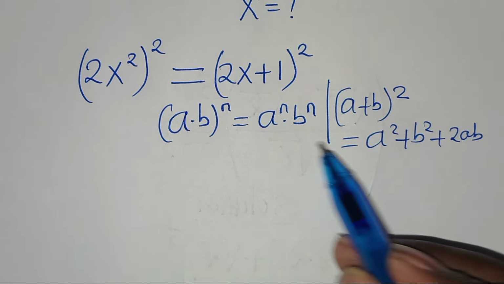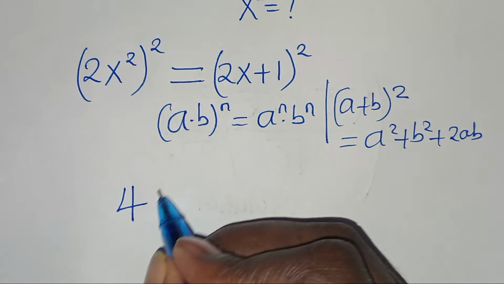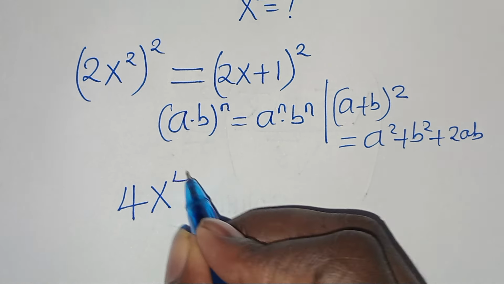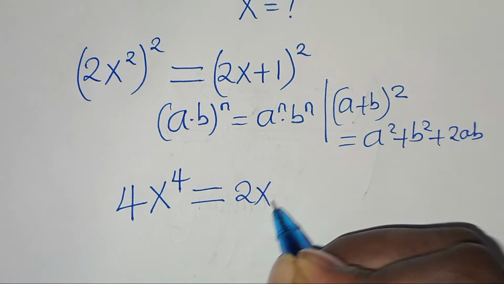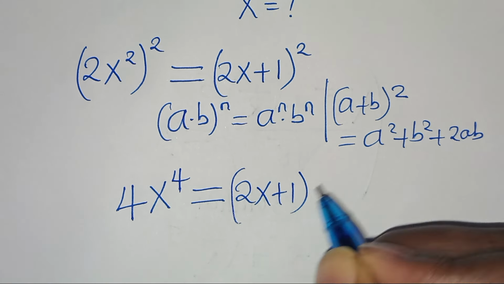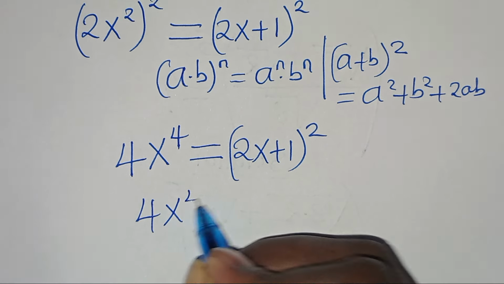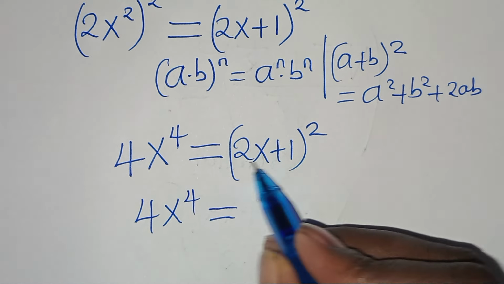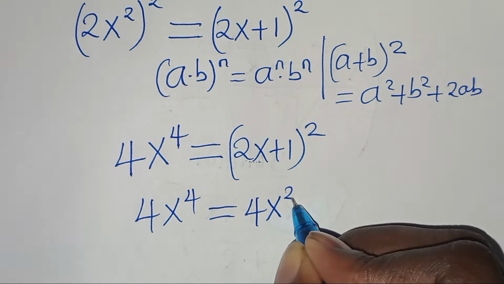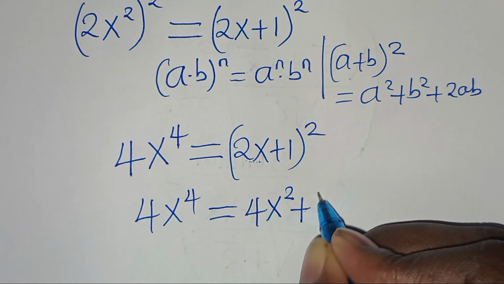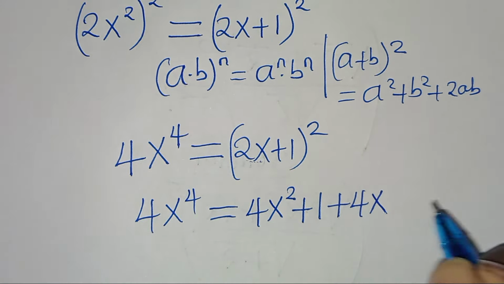So applying these properties, then we have here 4x to the power of 4. This is equal to 2x plus 1 raised to the power of 2. Now this is 4x to the power of 4. This is equal to 2x raised to the power of 2. This is 4x squared, then plus 1, then plus 4x.